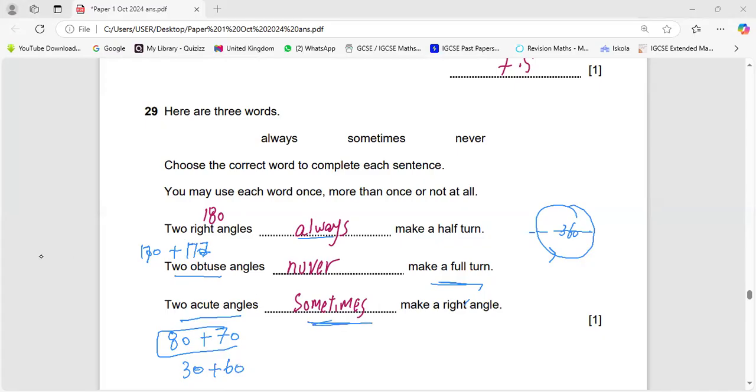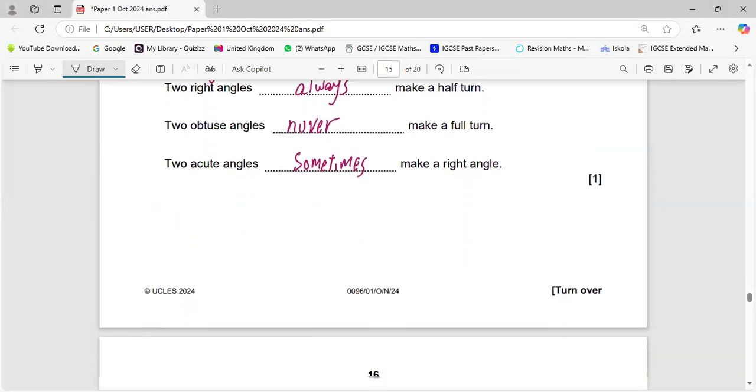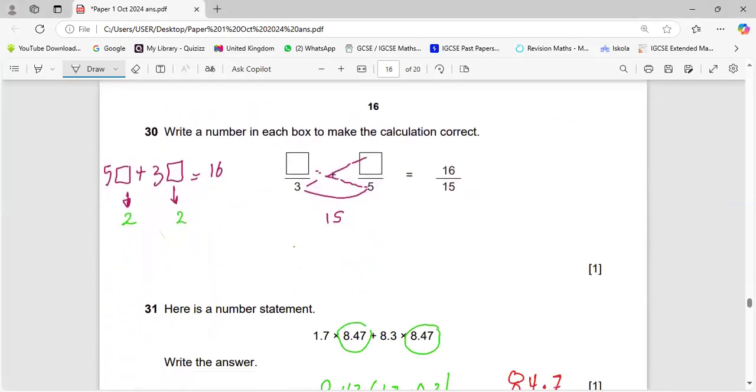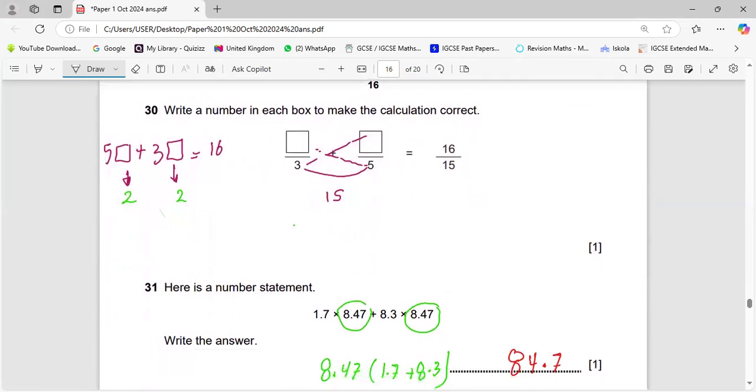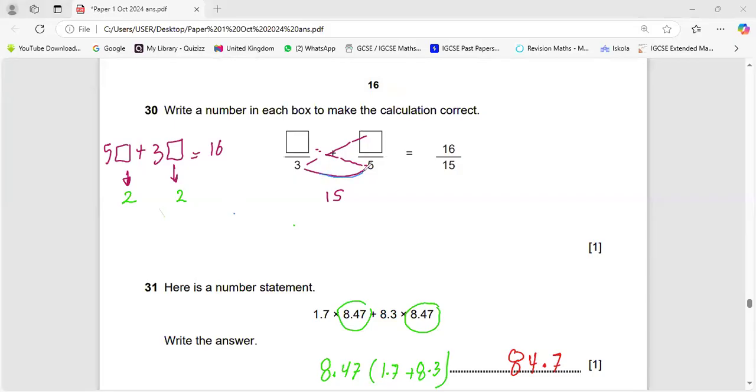The next one. Here you just make the same denominator. You multiply 3 multiplied by 5, you get 15.